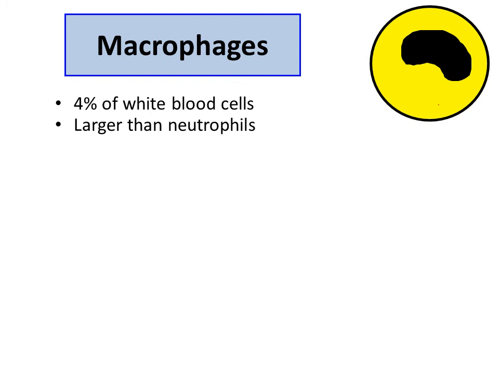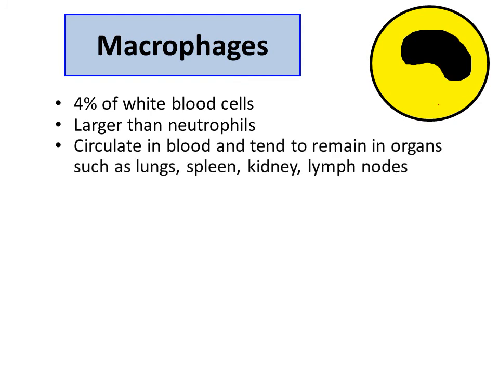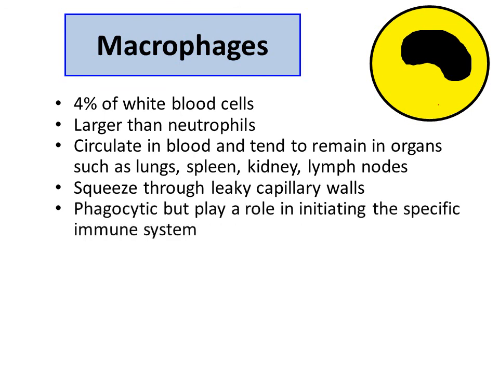and they also circulate in the blood, but they will often be located in certain parts of the body where they will just hang about waiting for a job to do, such as the lungs, which is obviously a place where it's quite common to find pathogens getting in, the spleen, the kidney and the lymph nodes. So they will tend to be found in greater numbers in those particular places, ready to do their job. Again, they will squeeze through the capillary walls in order to move towards the pathogen when they appear.